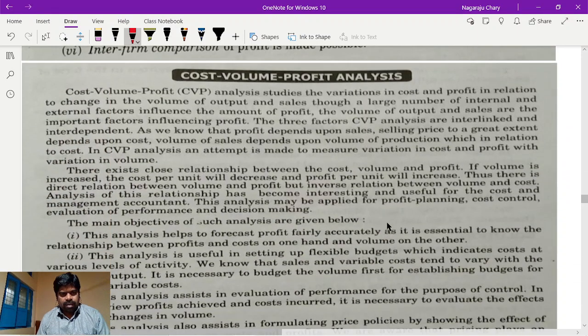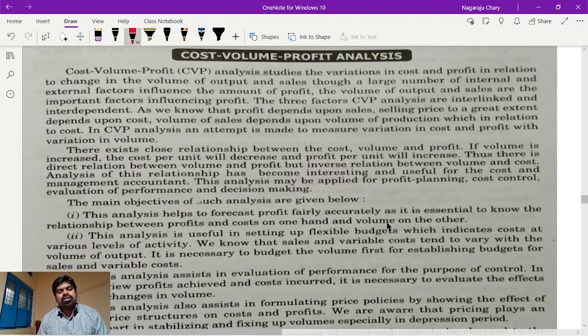And the elements: cost, how much cost is incurred, and volume, how much volume of production we produced, and how much profit we are going to get. So this is CVP analysis.